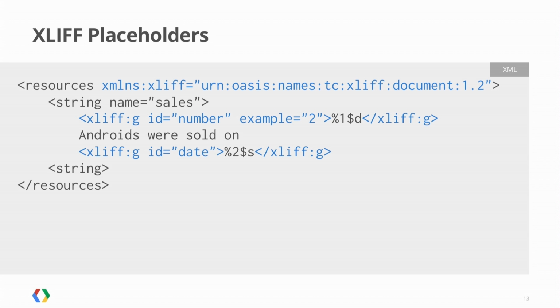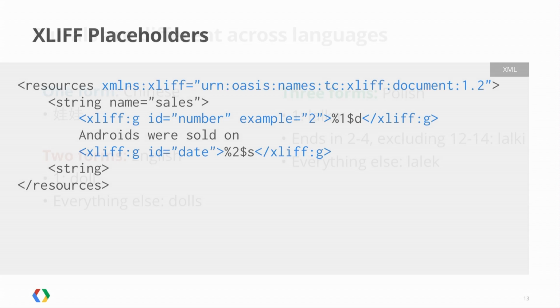Let's see. This piece of code works for most quantities in the English language. But what about the quantity of 1? You shouldn't be saying "1 androids were sold on," right? So in English, you can fix this pretty easily with an if-else loop in your code using a special case when it's 1 and say "1 android was sold on." But does this necessarily translate over across to other languages?